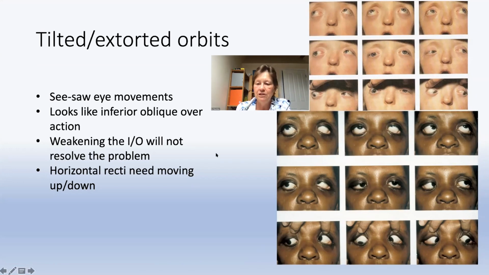So in these patients, if you think, oh, this is an inferior oblique overaction, I'll go and do that surgery, you'll find it won't work because it's not really the underlying problem. And therefore you actually need to consider moving the horizontal recti up or down, depending on whether they may have predominantly an A or a V pattern. Normally it would be V, but not always.